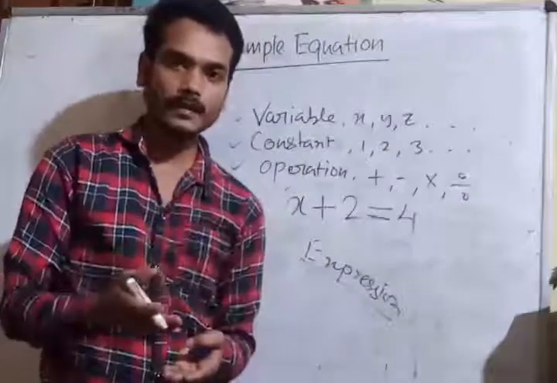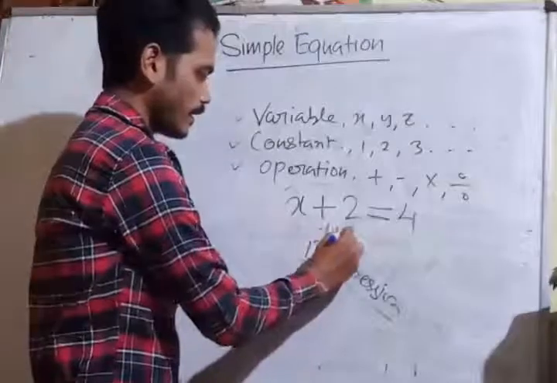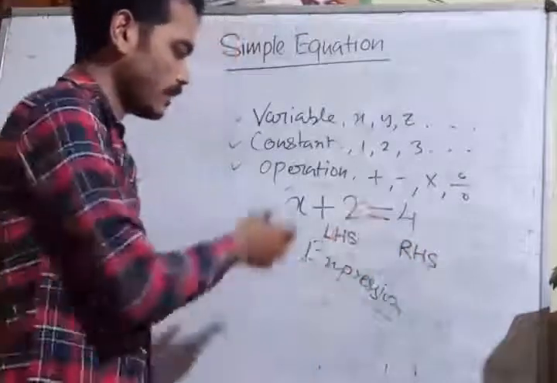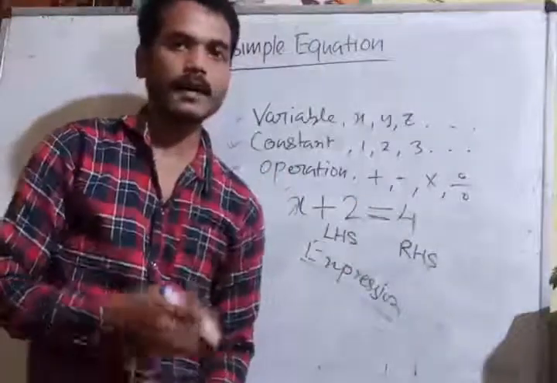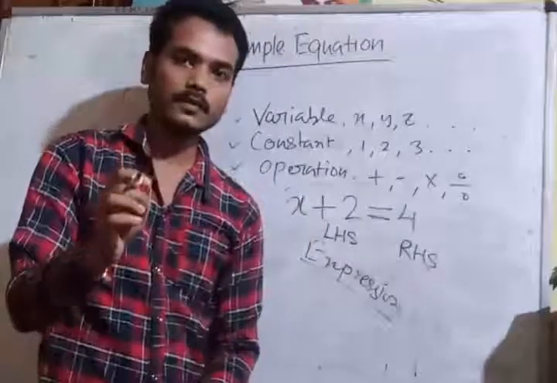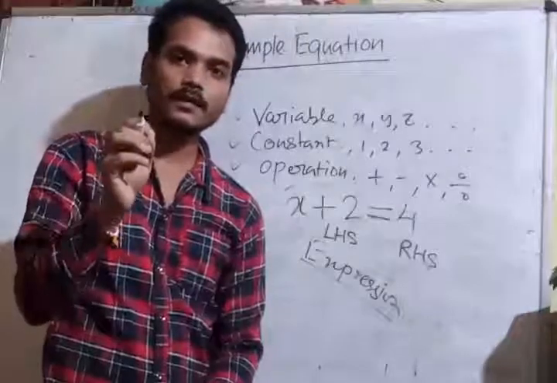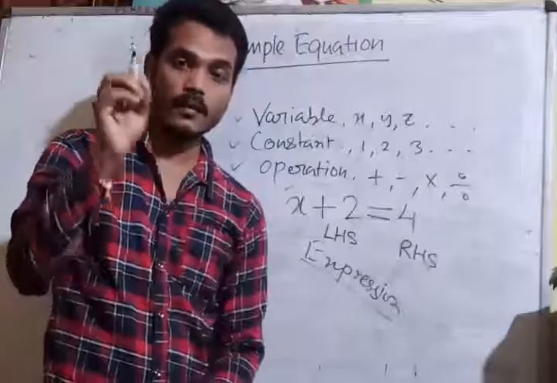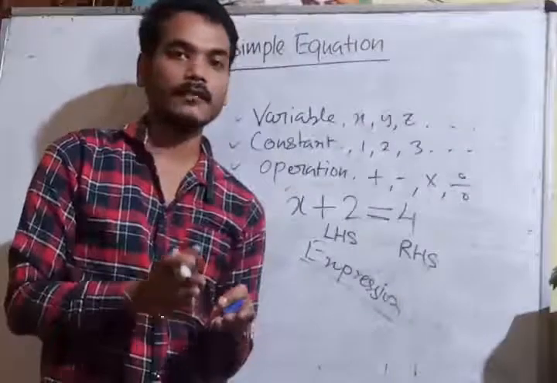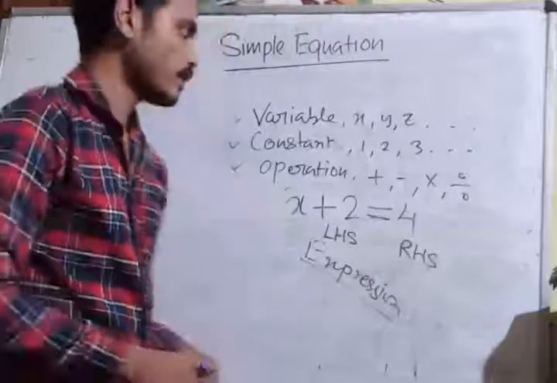After getting the equal sign, you are getting two sides also. This side will be called your left hand side and this side will be called your right hand side, and we write these as LHS and RHS. So equations have variables, constants, operations as well as one equal sign. The combination of variable, constant and one equal sign is our equation.